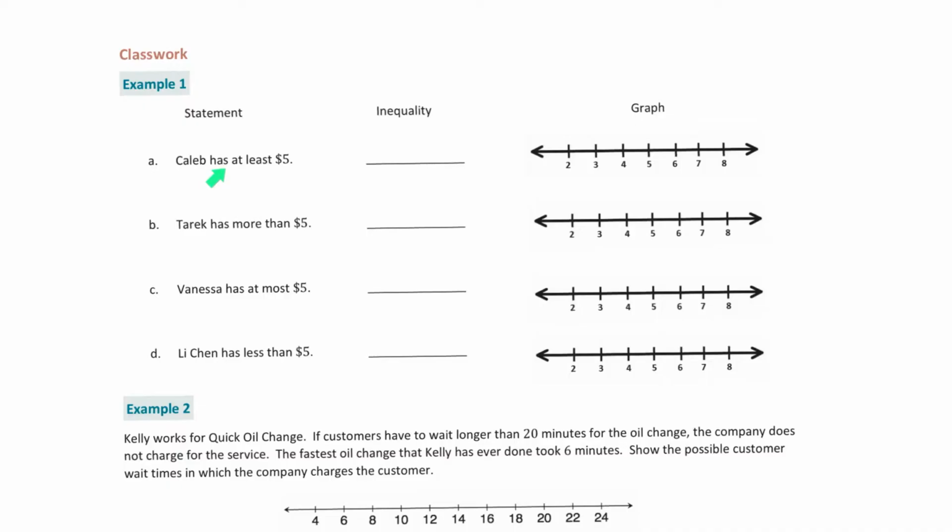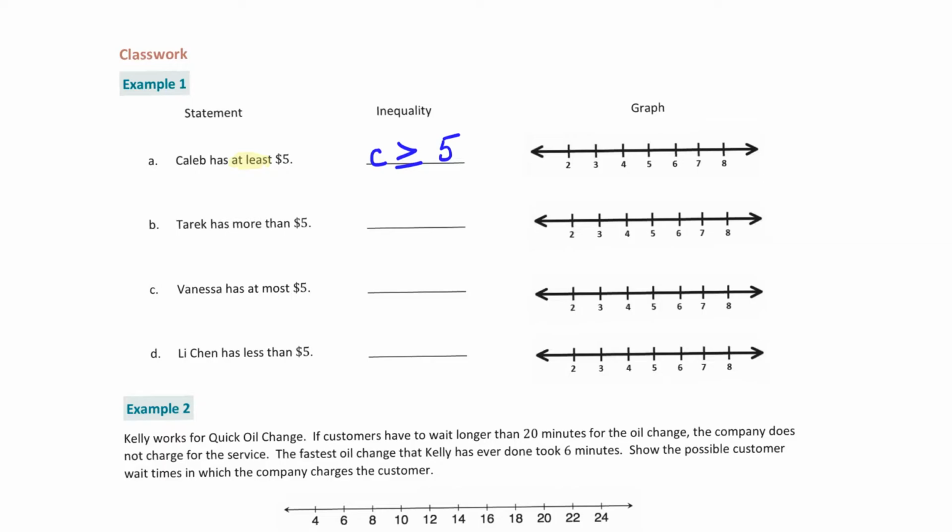Caleb has at least $5. The word that you want to concentrate on is the word at least. What does the word at least mean? Does it mean that Caleb has less than $5 or more than $5? Caleb has at least $5, meaning Caleb must have $5 or more. The word at least gives us the option that maybe he might have $5 or more.